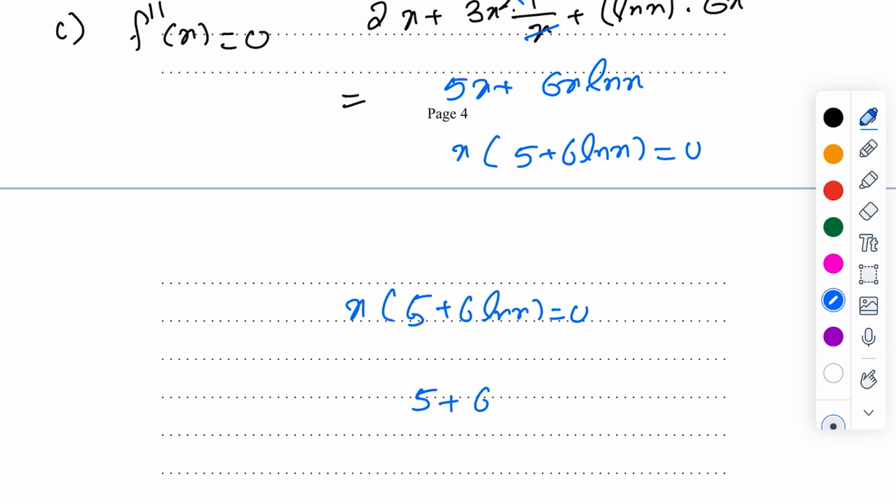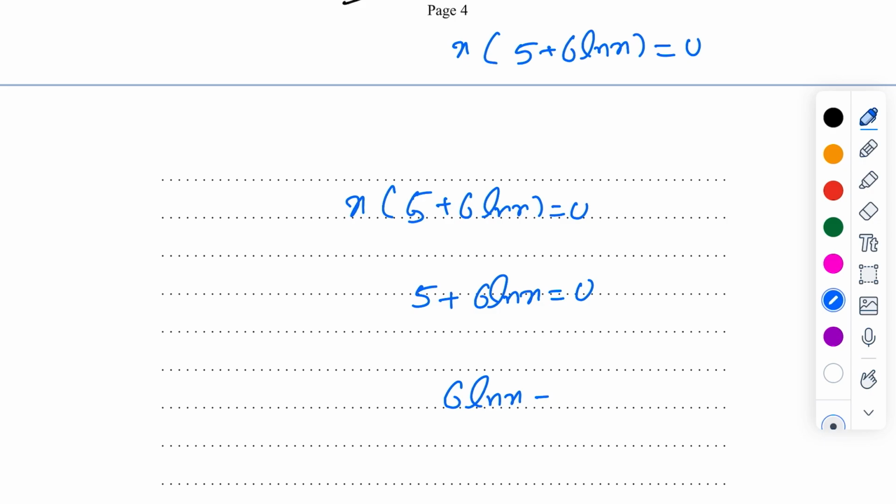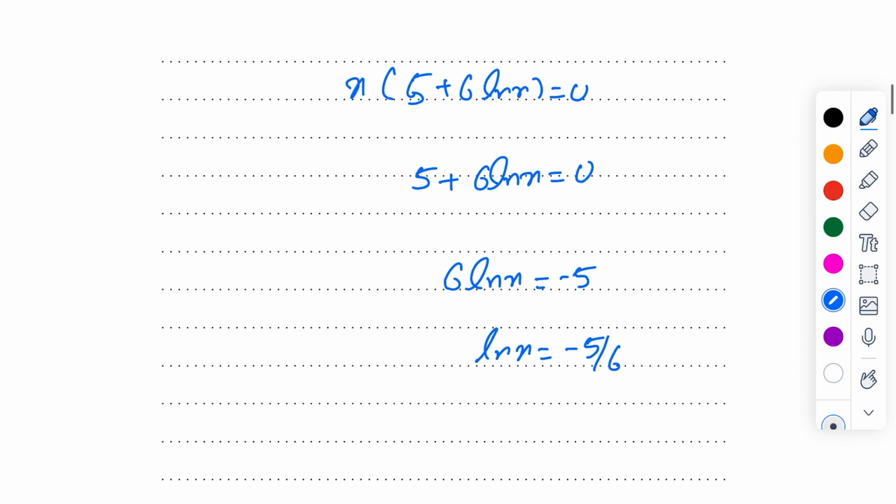So 5 plus 6 ln x equals 0. 6 ln x equals negative 5. ln x equals negative 5 upon 6. So x equals e to the power negative 5 upon 6.